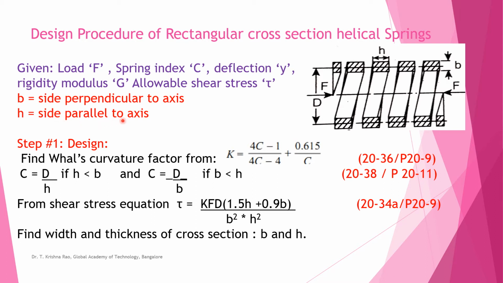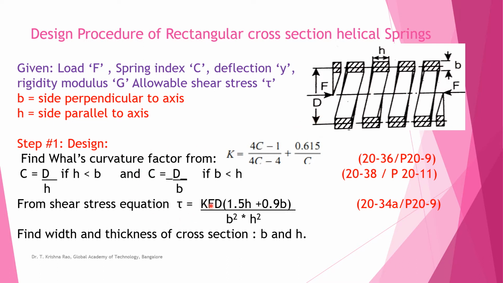B and H are the sides, and always H is the side parallel to the axis. This is H, which is parallel to the axis. B is the side perpendicular to the axis. Please remember, it is not horizontal or vertical. H is always the side parallel to the axis. B is the side perpendicular to the axis. We should be careful in the problem about what is given. H may be big or B may be big, we don't know, but H is always the parallel side, B is always the perpendicular side. In this figure it is shown as if H is bigger than B. Sometimes B will be bigger than H, we don't know how the problem is given. D is the mean coil diameter.